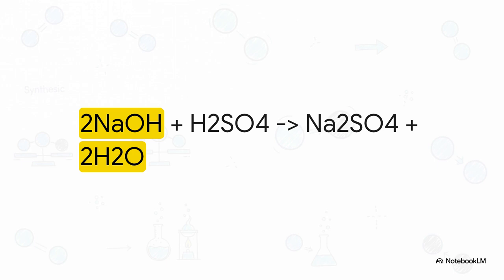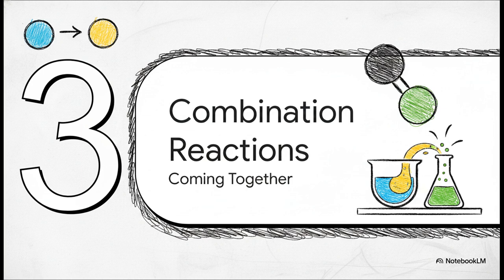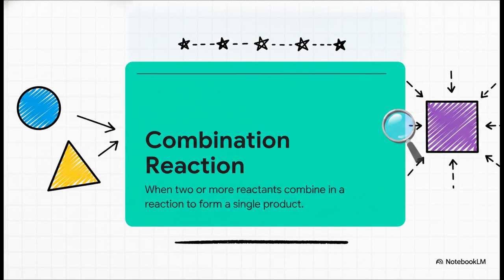This is a brilliant example of how our step-by-step trial and error method turns a messy, unbalanced equation into perfect chemical harmony. Okay, section 3, combination reactions. Coming together. Now that we've mastered the mathematics part, let's explore how these chemicals actually behave in the real world. Our first type is the combination reaction.